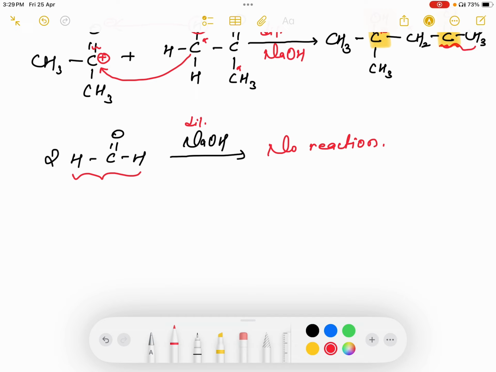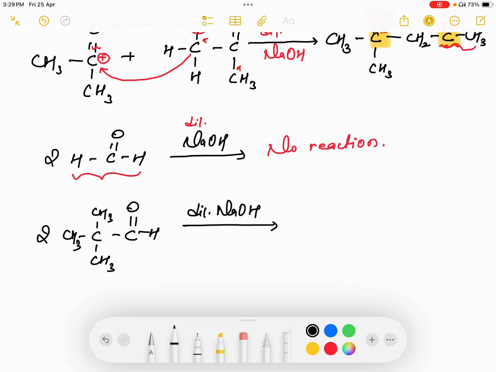Or if I have something like this, where you have a C double bond OH group, and there you have C, CH3, CH3, and CH3, and you have two molecules, and you are treating it in the presence of dilute NaOH. So what will happen again, see over here, this is not the alpha carbon, this is the beta carbon. See, this is the alpha carbon, and the remaining ones are your beta carbons. In the beta carbon you have hydrogen, but in the alpha carbon there is no hydrogen. So this reaction will also not take place in the case of aldol.